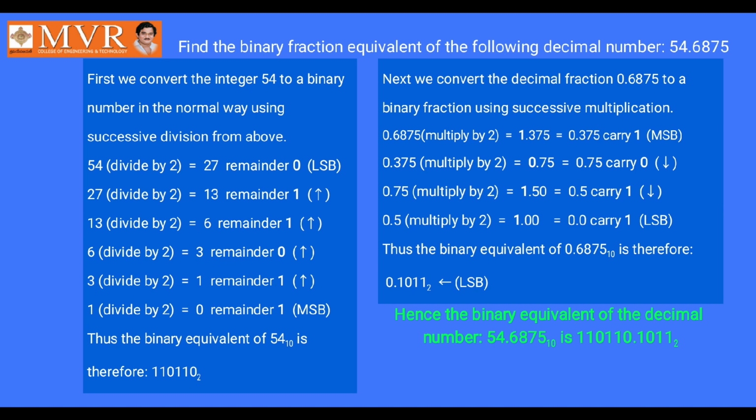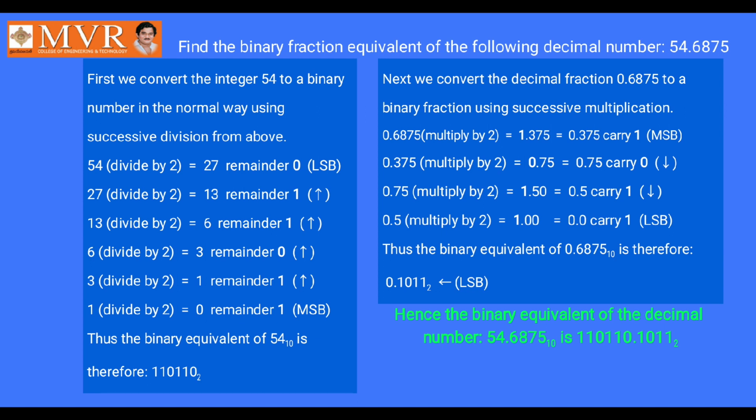Now you see that in the integer part you wrote the remainders from bottom to top. Here these values you need to write from top to bottom. Whatever carries you got here, carry 1, carry 0, carry 1 and carry 1, so 1 0 1 1 you have to write from top to bottom. Now you join together. So 54.6875 base 10 is equivalent to 110110.1011.